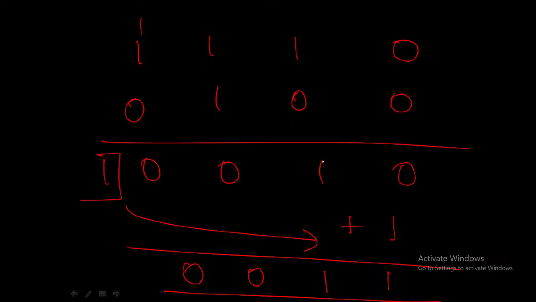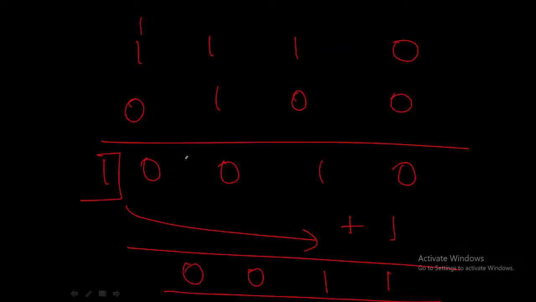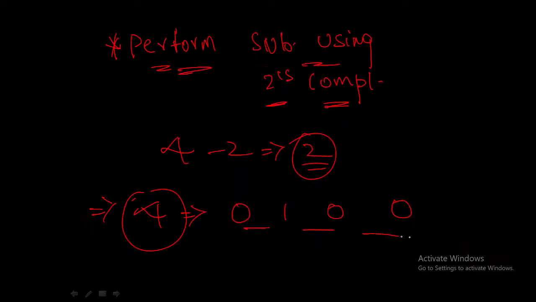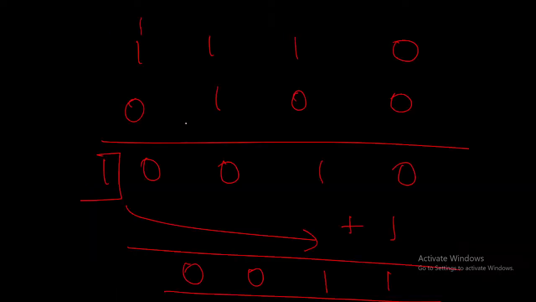Wait a minute, let me check. 1101, 1101. So 2 is 0010, 1110, and 0100. Sorry, here it is 0100. Okay, one minute, I will write it again.